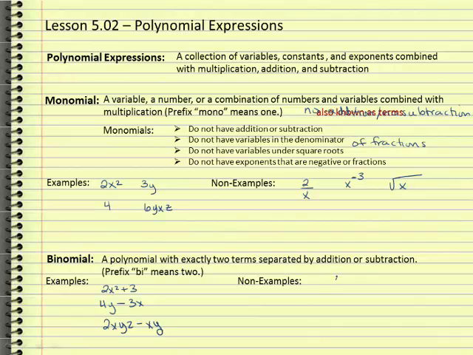Not examples. x over y plus 4, because we can't have a variable in the denominator in a monomial, we can't have it in a binomial either. 3x times 4x is not a binomial because it's not separated with addition and subtraction.